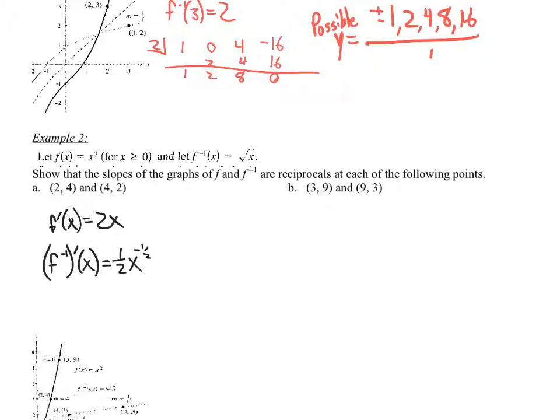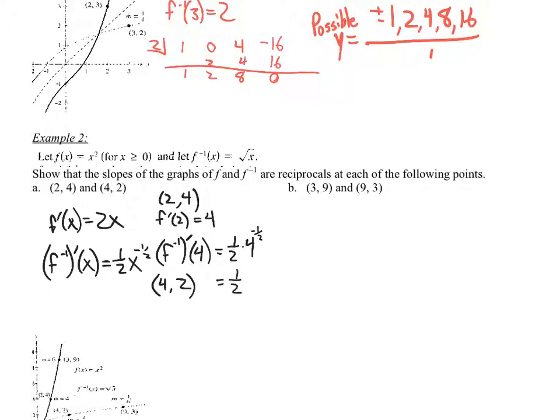So let's actually look at the slopes. So the slope of f of x at the point 2, 4, f prime of 2, is 4. Now, if I look at the other point, 4, 2, f inverse prime of 4 is 1/2 times 4 to the negative 1/2. Well, that's 1/2 times 1 over the square root of 4, which is 2. So that's 1/4. And obviously 4 and 1/4 are reciprocals of each other.